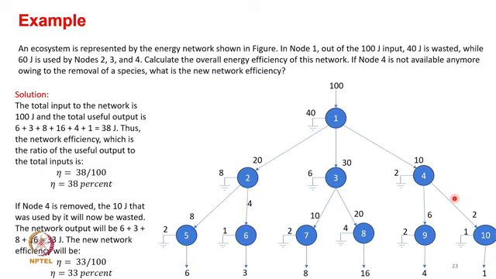So, the solution: the total input to the network is of course 100 joule, and the total useful output is 6 plus 3 plus 8 plus 16 plus 4 plus 1, which is 38 joule. So, the network efficiency eta is 38 divided by 100, which is 38%. Let's say you remove node 4. The total useful network output is 6 plus 3 plus 8 plus 16, while the 4 and 1 coming from node 4 are wasted. So you will remove 5, which is 38 minus 5 is 33, divided by 100, the input, which is 33%.